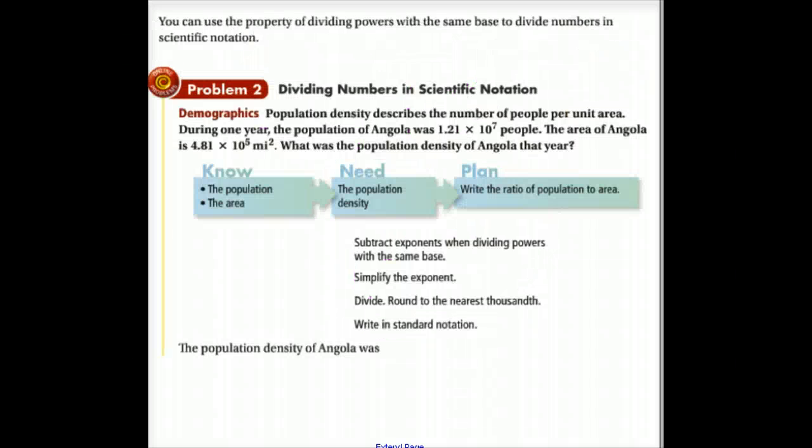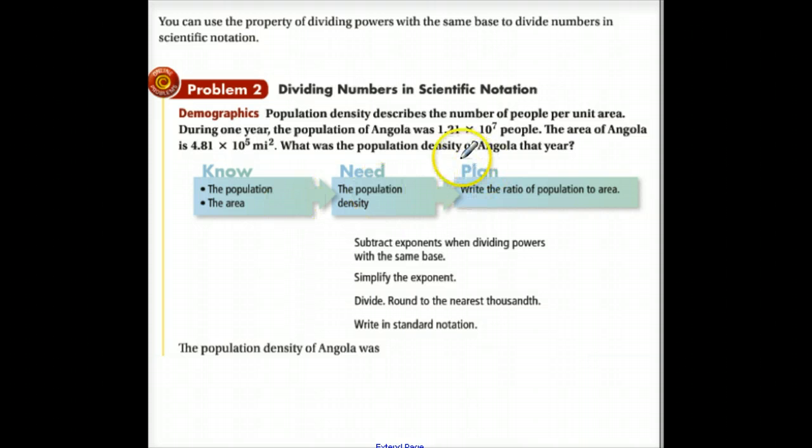Alright, you can use the property of dividing powers with the same base to divide numbers in scientific notation. Numbers in scientific notation have the same base because they both have 10 to the something power. Alright, so population density describes the number of people per unit area. During 1 year, the population of Angola was 1.21 times 10 to the 7th. The area was 4.81 times 10 to the 5th miles squared. So what's the population density?